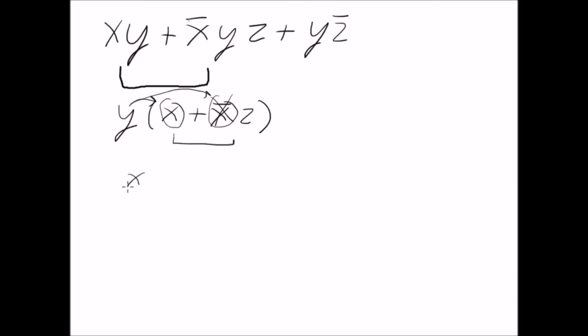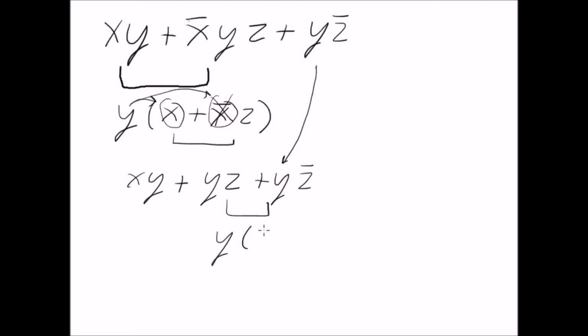So I have an XY or YZ, and then I'm just going to bring down this last guy here. And this last term is a Y not Z. Oh, I think I can factor out a Y from these guys. So I have a Y times Z or not Z left, right, when I factor out the Y. This is, of course, 1, right? This is like X or not X, but in this case it's Z. So this is a 1. 1 times Y, or 1 and Y, is just Y.